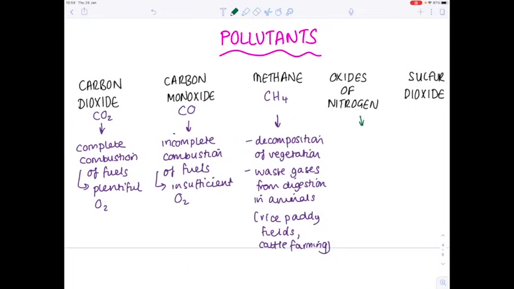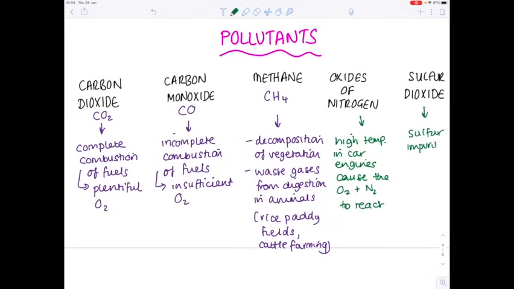Now the oxides of nitrogen, I've just changed colour so you can see easily where I'm writing. They're produced due to the high temperatures in car engines causing the oxygen and nitrogen, which we've already said are present in air, to react together. And then sulfur dioxide, well, the sulfur comes from sulfur impurities, which are originally in the crude oil used to produce the fuel. So that's where these various pollutants originate from.